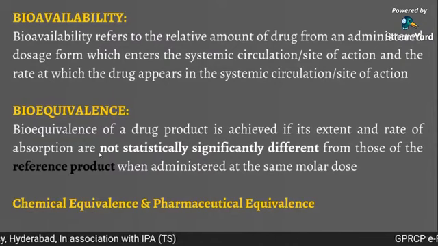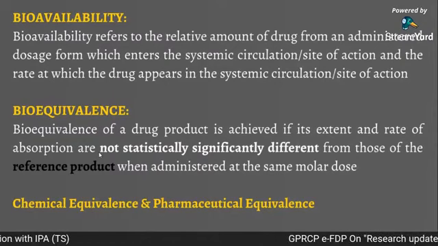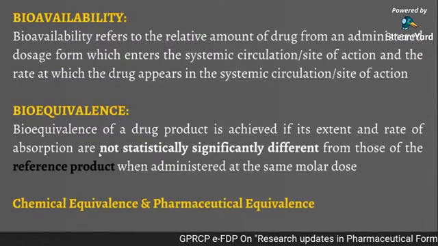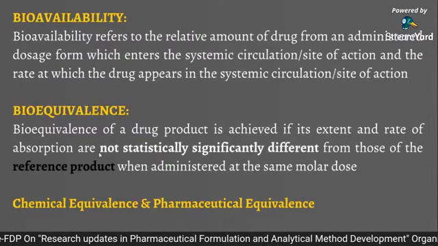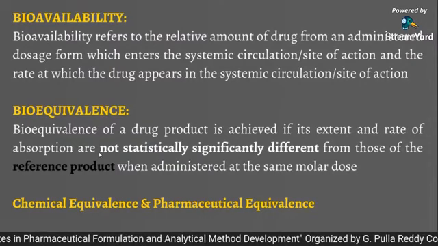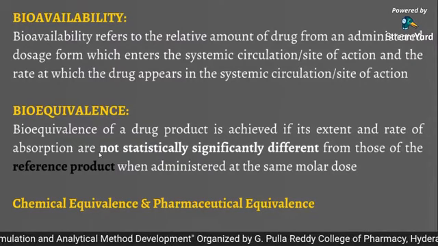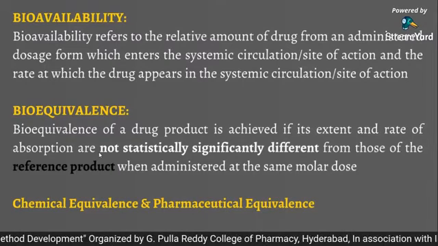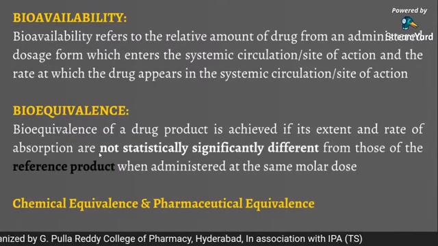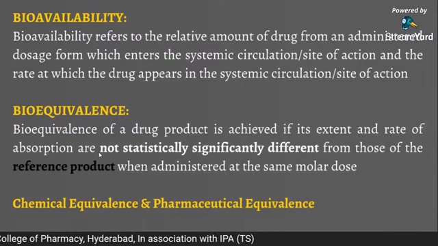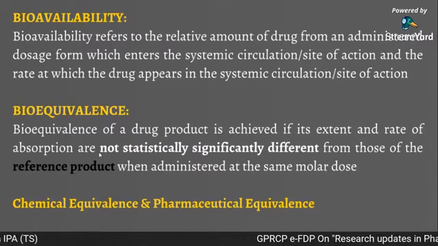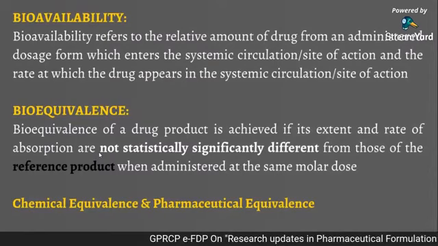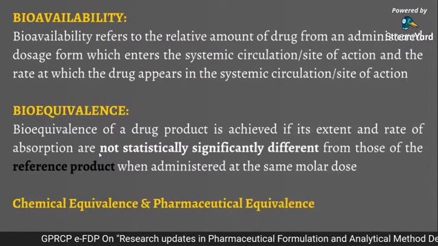But as said, copycat is a very difficult job. Mimicking the innovator formulation is a very difficult job. Here bioequivalence is nothing but, as you know, Cmax value and AUC value. These two are the critical parameters. Cmax is the maximum plasma concentration achieved by the innovator formulation, and the test formulation should be same. And AUC, area under the curve, achieved by the innovator formulation and test formulation, both should be same.